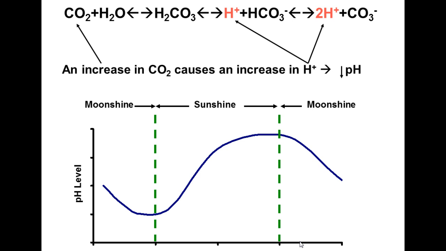So that when carbon dioxide is being produced at night, when plants are respiring or performing cellular respiration, there's a corresponding decrease in the pH of the water, and vice versa during the day. So get that in your notes.